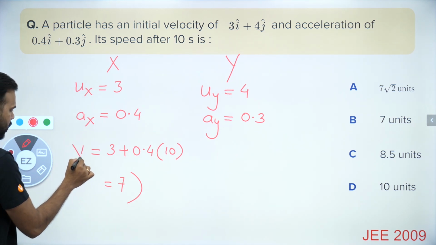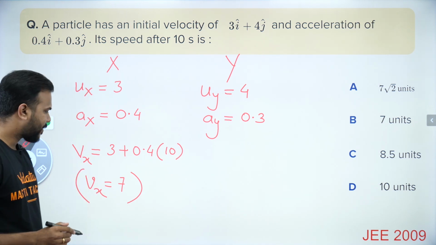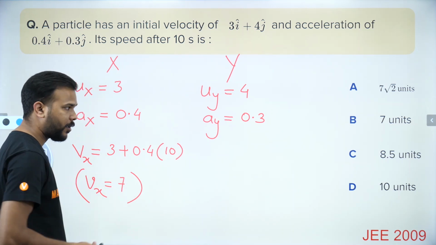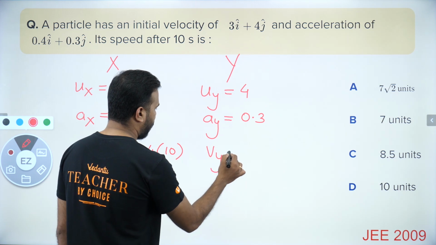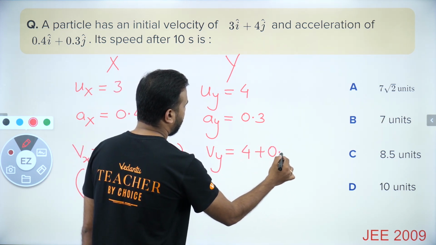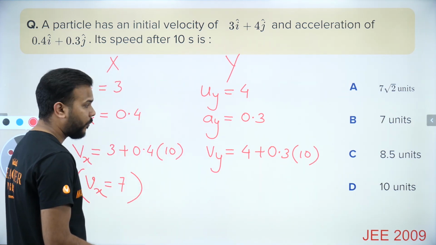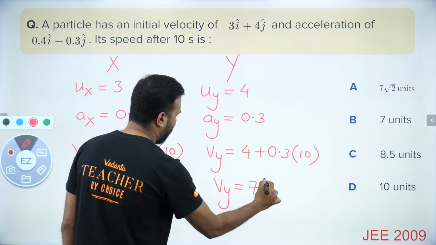Value is same, it is just that it is vx. Okay, so vx comes out to be 7. Units are not being mentioned, so let's just leave the value as 7 only. And similarly, if you calculate vy, that value is going to be initial velocity plus acceleration multiplied by the time, that is given to us as 10 seconds. That means 4 plus 3, that means vy also comes out to be 7.